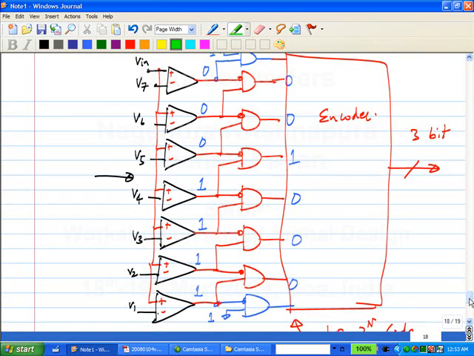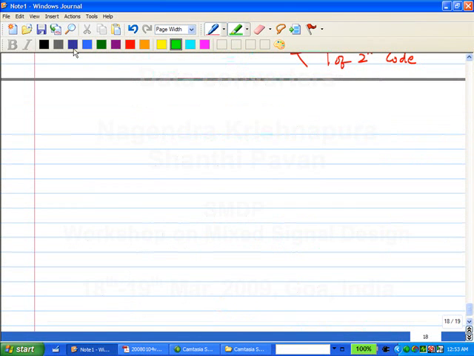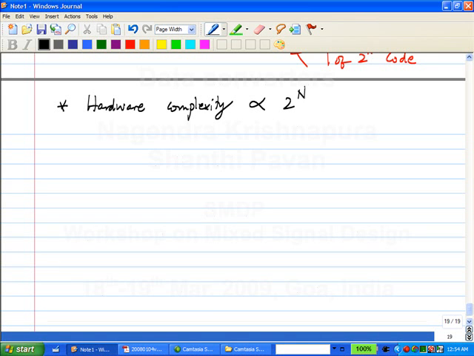So hardware complexity is related to 2 to the n. Strictly it is 2 to the n minus 1. But if n is large, whether you have 65536 or 65535, hardly makes a difference, right? So that is the first thing that comes out.